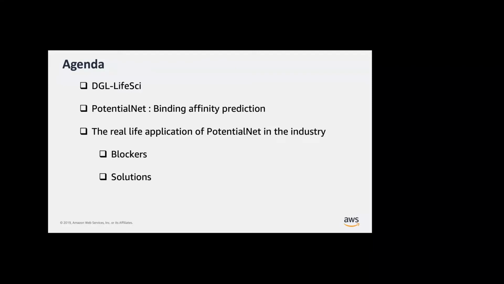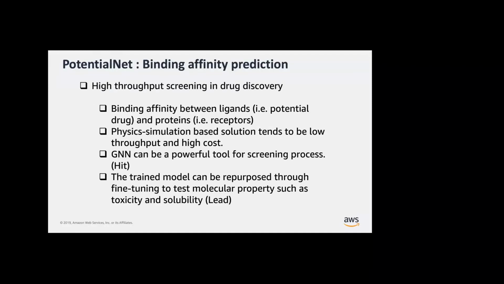So then we are talking about PotentialNet. What is PotentialNet? PotentialNet is a GNN algorithm to compute the binding affinity between ligands and proteins. Whether a ligand, which is the potential drug, binds to a target protein, which is a receptor, is very important information for drug discovery or drug screening.